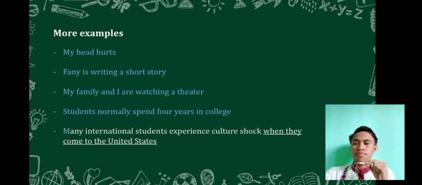And the last, many international students experience culture shock when they come to the United States. We have two clauses in the last example. Independent clause, the words that are not underlined, and dependent clause, the underlined one. And same as before, in the independent clause, we have the subject, international students, and then the verb, experience, the object, culture shock. It's an independent clause, while the rest is a dependent clause.